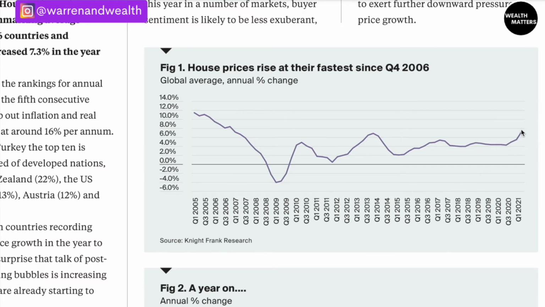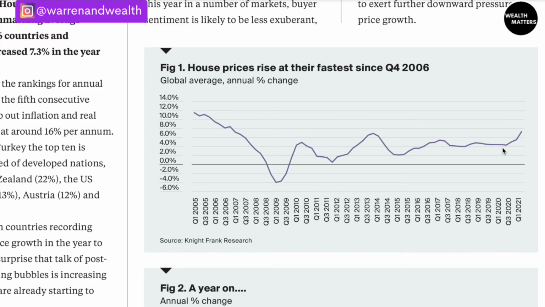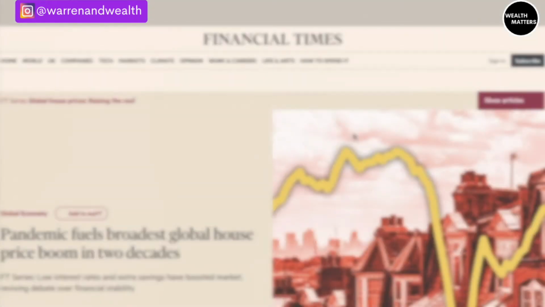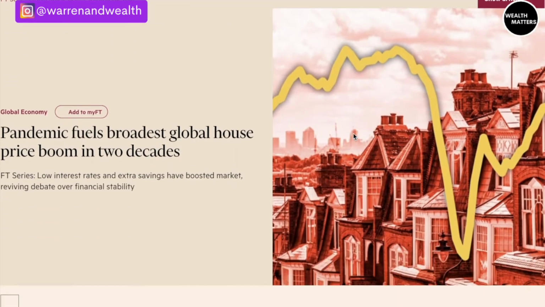And as you can see, this line is trending upwards, indicating that we're in for some further growth. Of course, that's no guarantee. We don't know what's going to happen tomorrow. There could be COVID part 2, God forbid. But it's indicating that we're on some kind of upward trajectory for the global housing market. So guys, what's driving this? Well, let's look at what the Financial Times had to say.